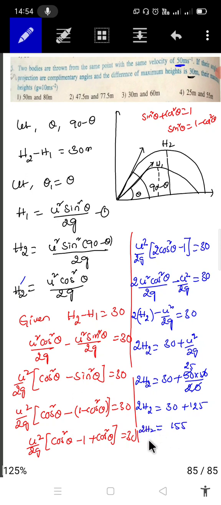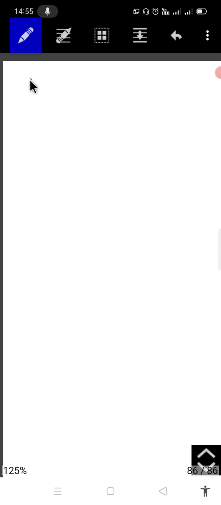So 2h2 is equal to 155, and h2 is equal to 155 by 2, which is 77.5. So approximately 77.5 meters is h2. Next we need to find h1. From the equation we know h2 minus h1 is equal to 30.